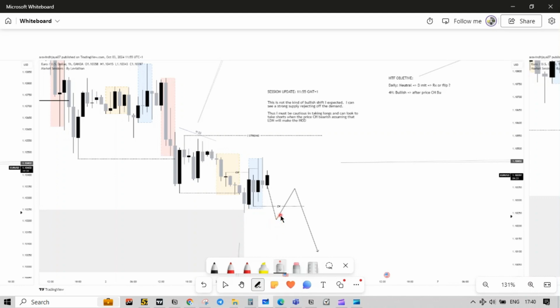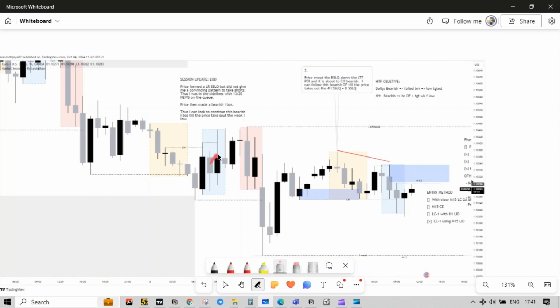That was the game plan I was expecting pre New York, because I did not expect this kind of choc bullish. I was expecting something very volatile and causing imbalance in the market, but I didn't expect this one. So I'm definitely not looking for longs now. I'm going to look for shorts. This is not the kind of bullish move I expected. I can see a strong supply rejecting the demand. Thus, I must be cautious in taking longs and can look to take shorts when the price chocs bearish, assuming that London will make the high of the day.